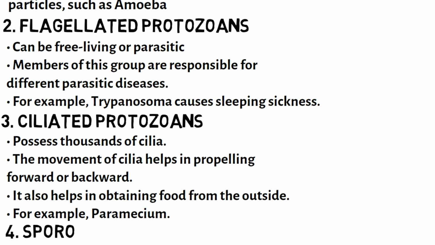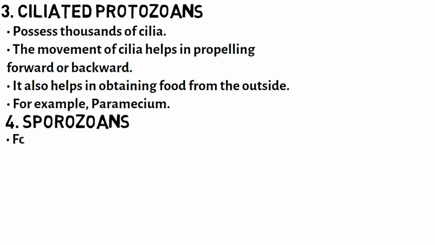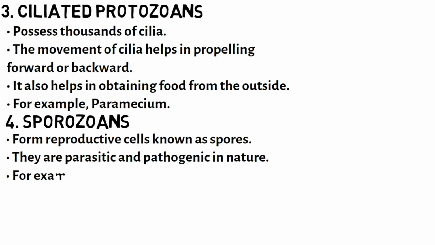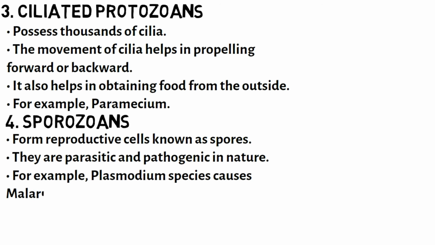For example, Paramecium. 4. Sporozoans form reproductive cells known as spores. They are parasitic and pathogenic in nature. For example, Plasmodium species causes malaria. The reproduction can be sexual as well as asexual.